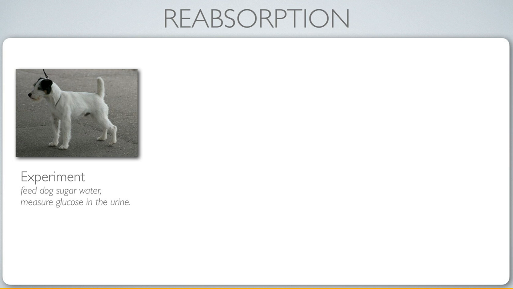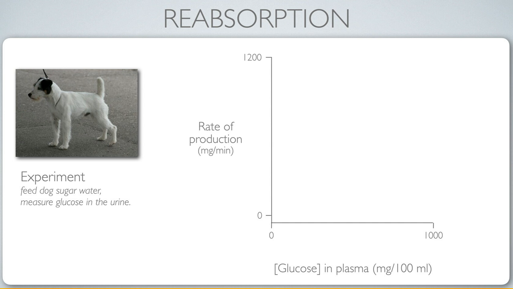And so what we have on the x-axis of this plot is the concentration of glucose. This can be manipulated by giving dogs sugar water of varying concentration, and that glucose gets absorbed and that's reflected in the bloodstream. On the y-axis, we have the rate of production. That's how many milligrams, in this case of glucose, are produced in the urine on average per minute.